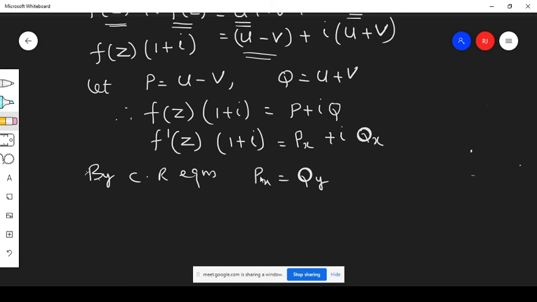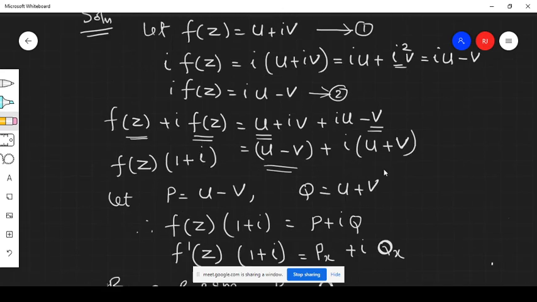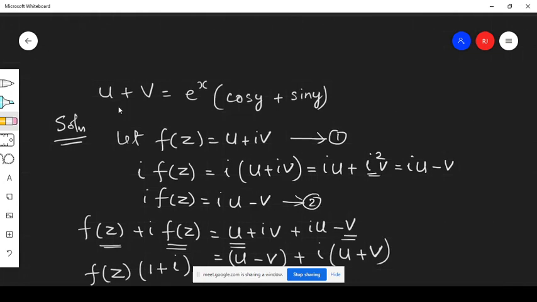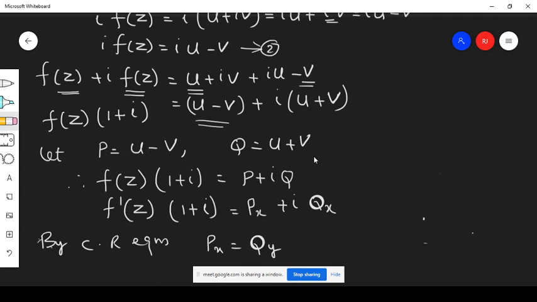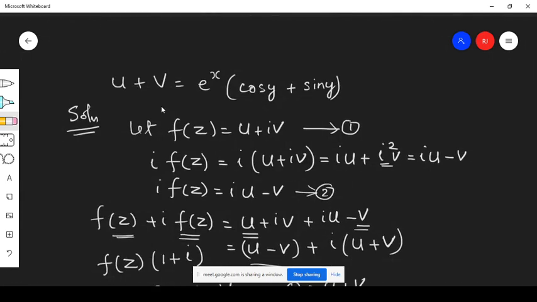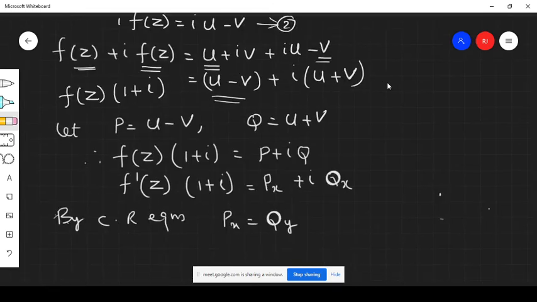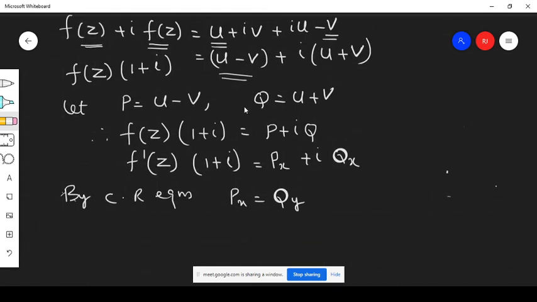Now what is given here? u + v is given. u + v is given means what is given? p is given or q is given. Write in the chat box what is given. Here u + v is given. That means q is given. Okay, so what will I do? q is given means I will not get px here. So that px I will replace by this qy.